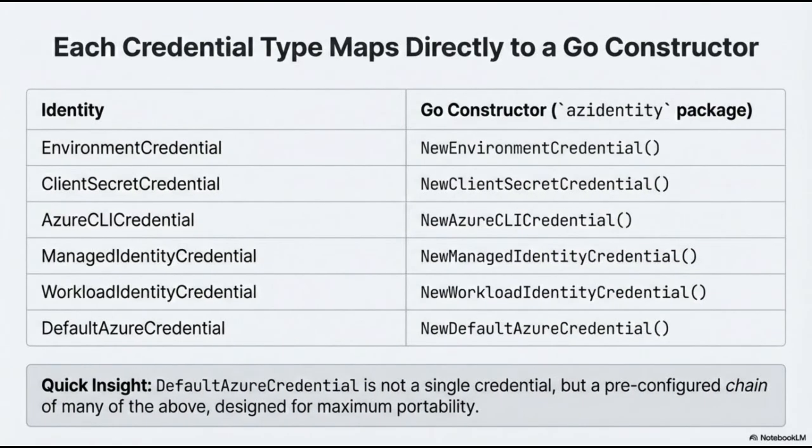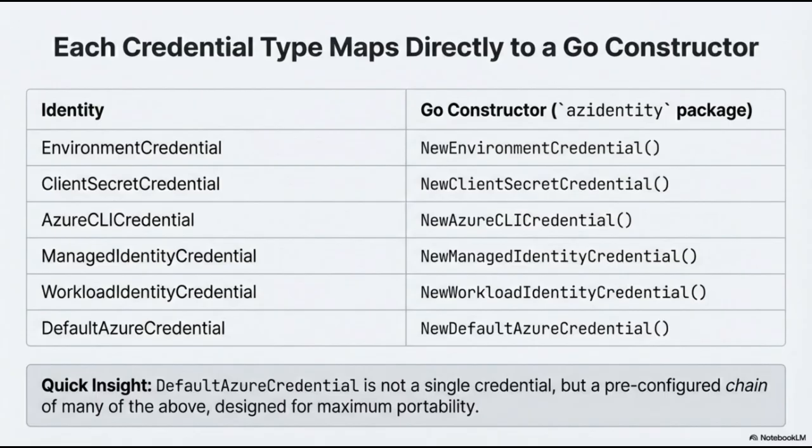As shown here, each credential type maps directly to a specific Go constructor within the azidentity package. This provides a very intuitive and consistent developer experience. For example, if you are working with an environment credential, you will use the NewEnvironmentCredential function. This straightforward naming convention continues through ClientSecretCredential, AzureCLICredential, ManagedIdentityCredential, and WorkloadIdentityCredential.